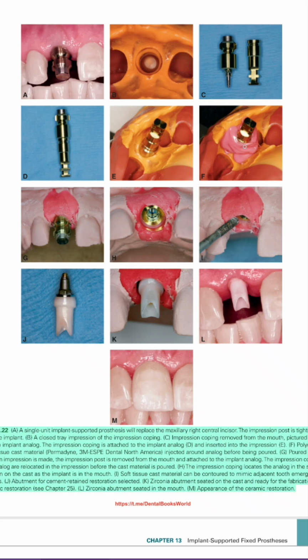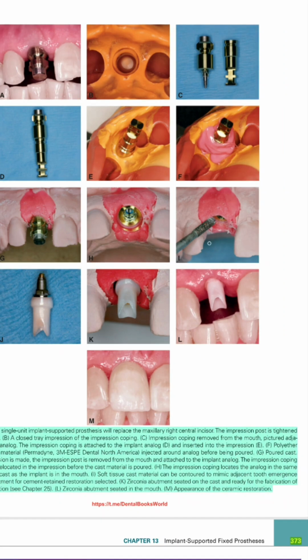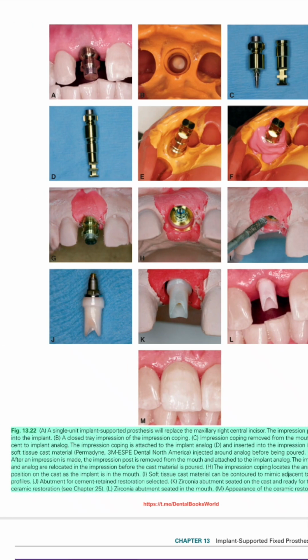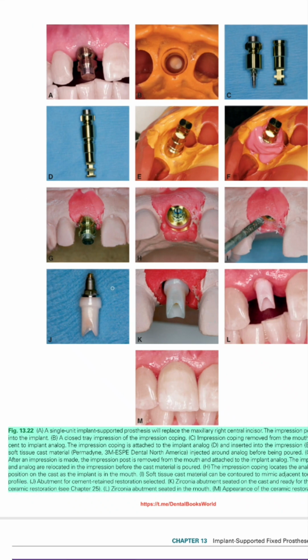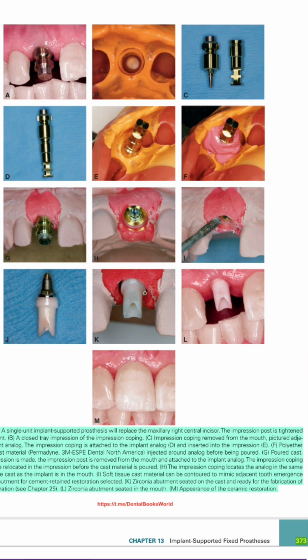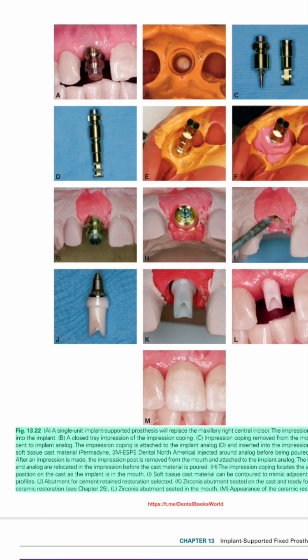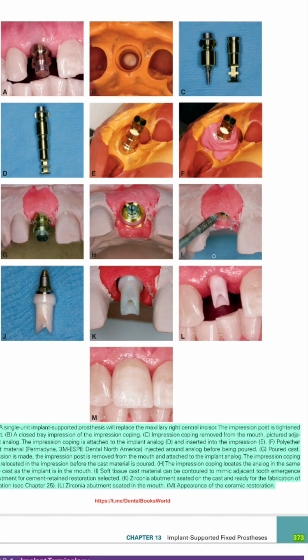Then we fix them by using a polyether impression material, and then we do the casting, and the soft tissue can be contoured to mimic the adjacent tooth emergence profile. Then the abutment for the cement retained restoration is selected, which is in this case zirconia. It is seated in the mouth. The abutment is screwed to the implant, and the restoration is cemented to the abutment.